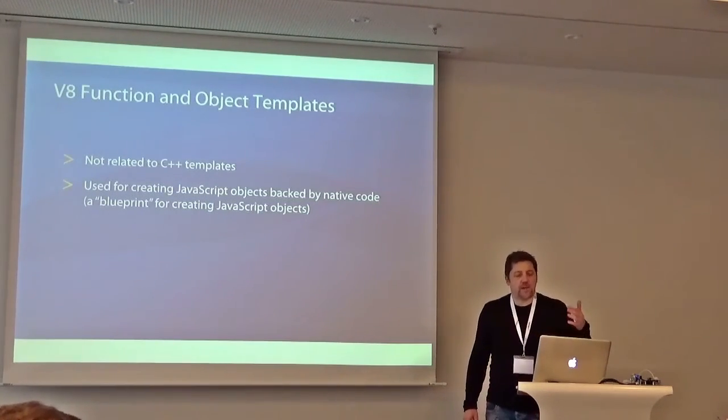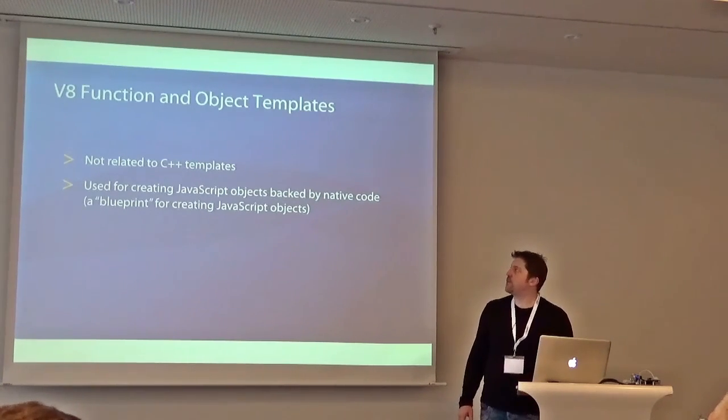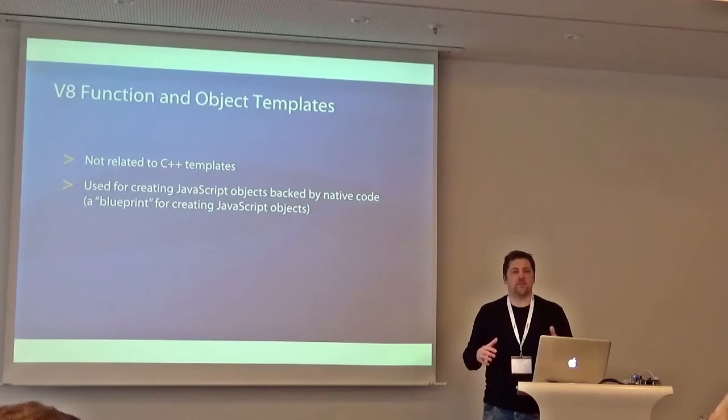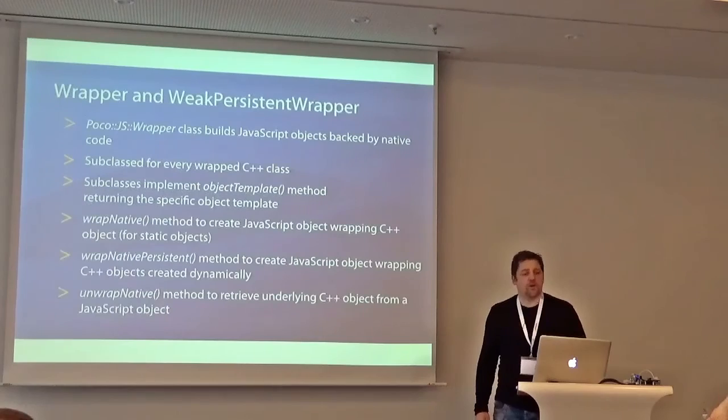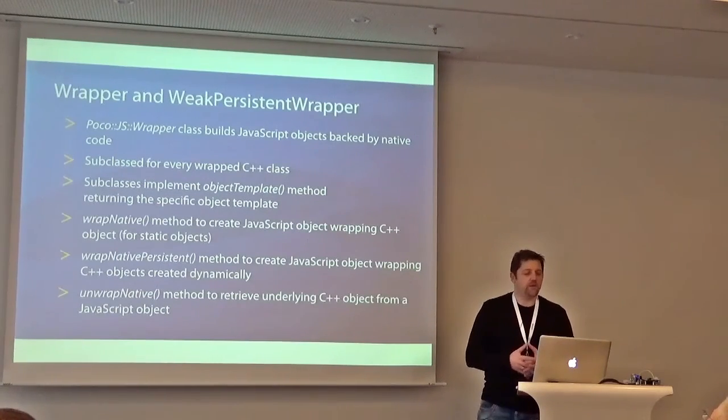Next, I'm going to show you how you can actually make C++ objects available to JavaScript using the V8 engine. There is the concept in V8 of function and object templates, and these are basically C++ classes provided by V8 that you use in order to make a C++ object available to JavaScript. And in order to simplify working with that, we have created a helper class called Wrapper, that you can use to simplify the work.